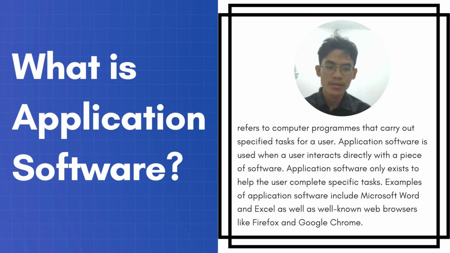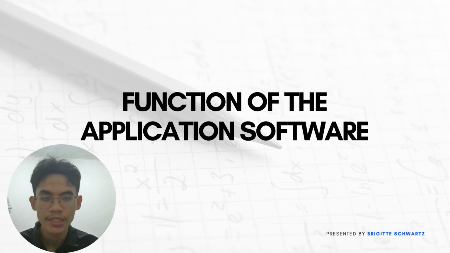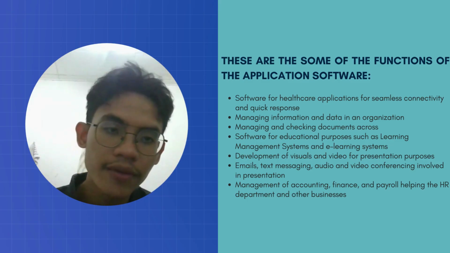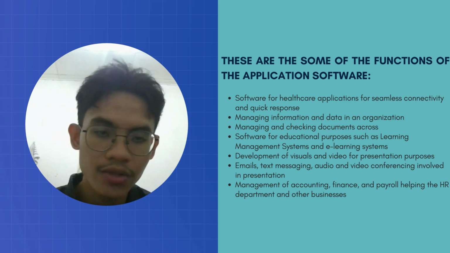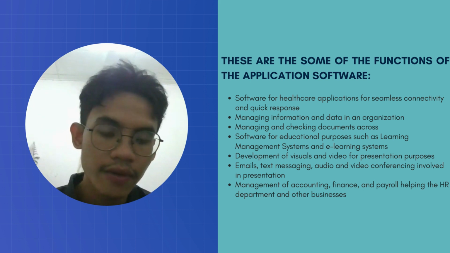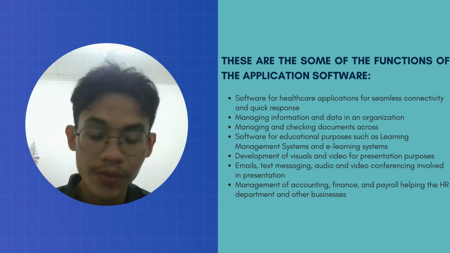Examples of application software include Microsoft Word and Excel, as well as browsers like Firefox and Google Chrome. Function of the application software. These are some of the functions of the application software. First, application software is used for healthcare applications for seamless connectivity and quick response.